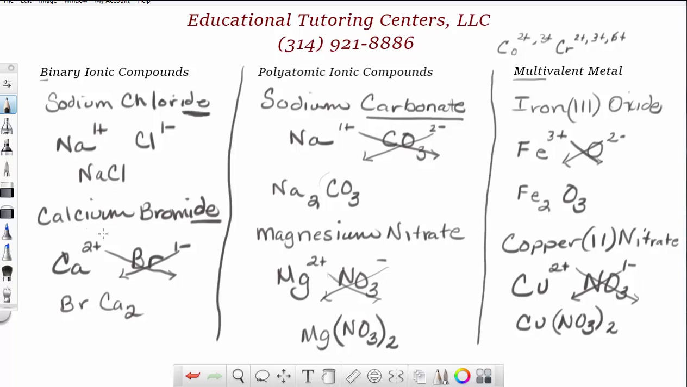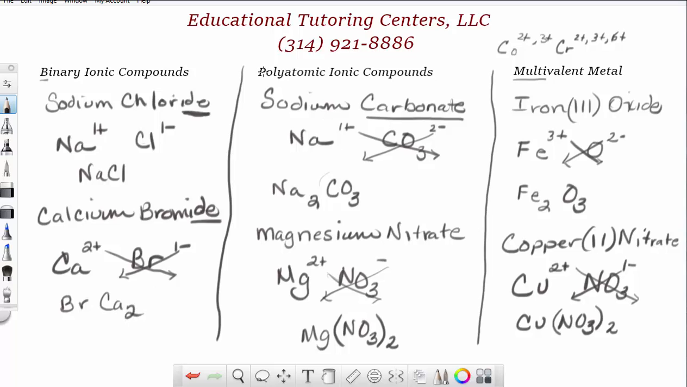The next example that I have here is calcium bromide. The charge for calcium, it's in group 2 if you look at your periodic table, and so that has a 2+ charge, and bromine is a nonmetal. It's one step away from your halogens, your noble gases, and it has a 1 negative charge. And so once you do the crisscross method, you'll have a 1, which you don't have to write here as a subscript, and a 2.